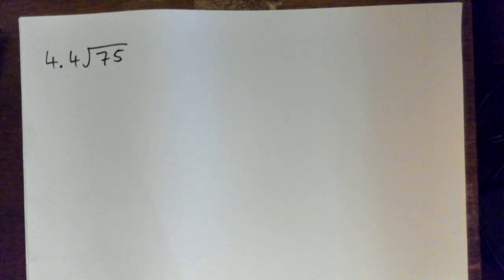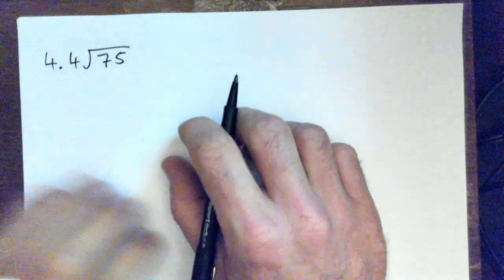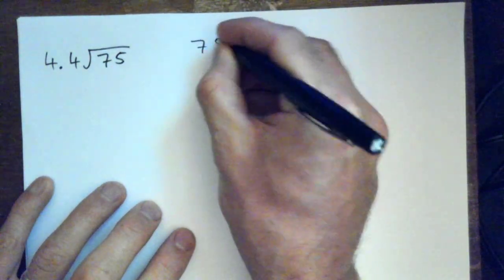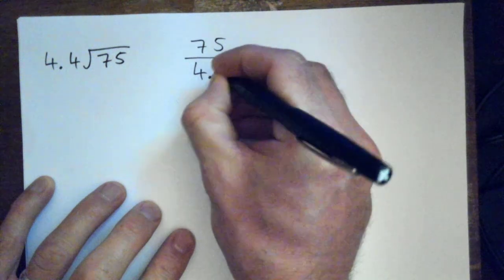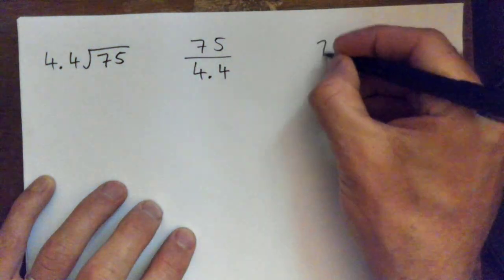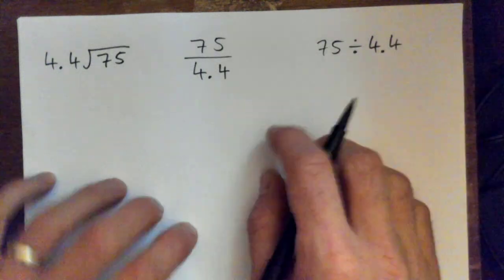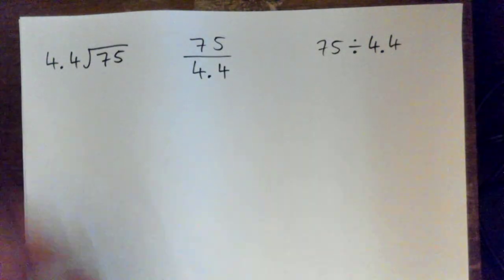Right, so we have 4.4 into 75, or 75 divided by 4.4. And by the way, just for fun, everybody, write down that this is actually 75 over 4.4. It also can be written 75 divided by 4.4. So let's just get that straight. There's three different ways of writing it.